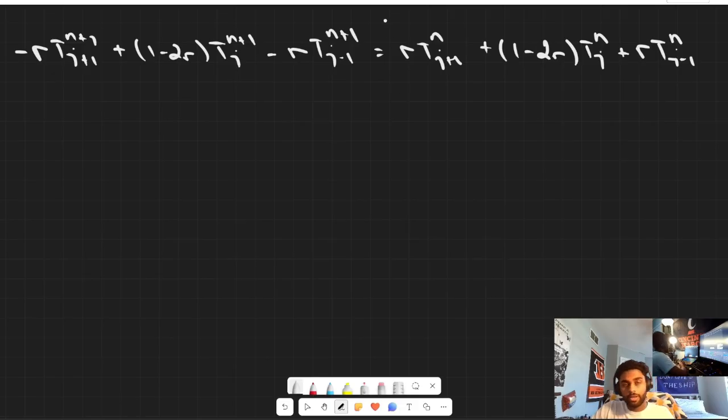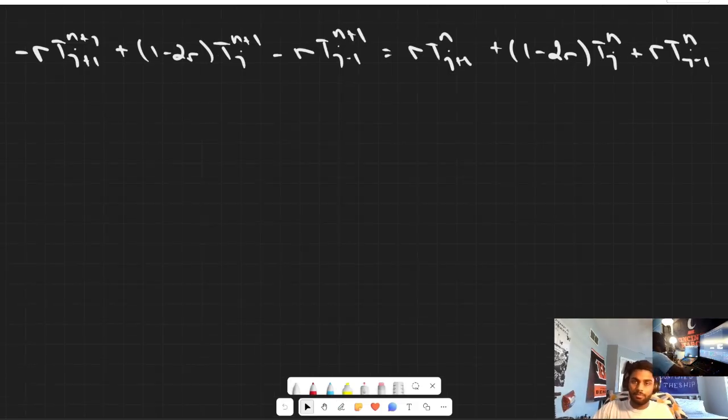So we can start here for our von Neumann analysis for our Crank-Nicolson method. Actually, there should be a plus 2R. We shifted this over from the other side. So this is 1 plus 2R. This is 1 minus 2R. Now our ultimate goal with this analysis is we want to relate Tj at time n plus 1 to this Tj at time n.